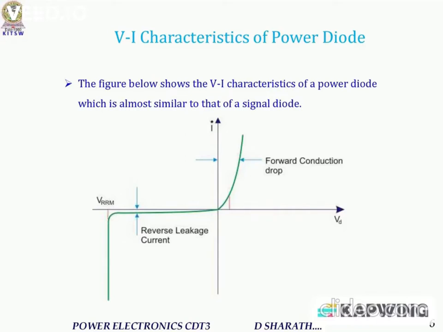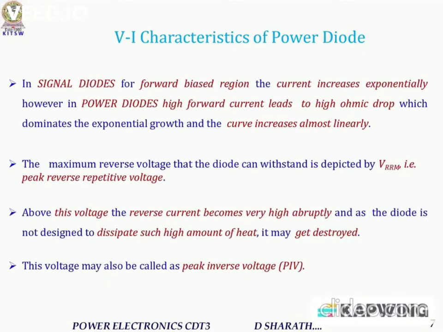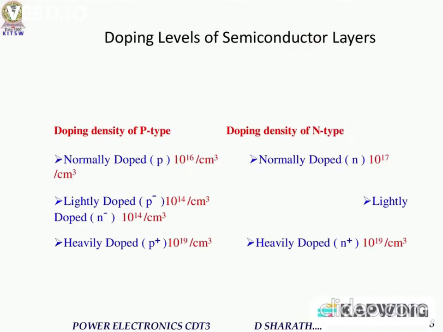Coming to details, whenever the diode is in the forward bias region, the current increases exponentially. However, in power diodes, high forward current leads to a high ohmic drop, which dominates the exponential growth, and the curve increases almost linearly. The maximum reverse voltage the diode can withstand is denoted by VRRM, that is, the peak reverse repetitive voltage. Above this voltage, the reverse current becomes very high. This is also called the peak inverse voltage.